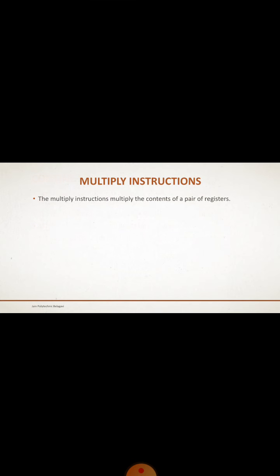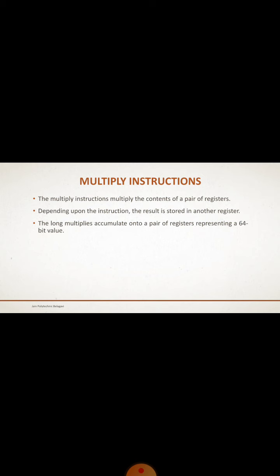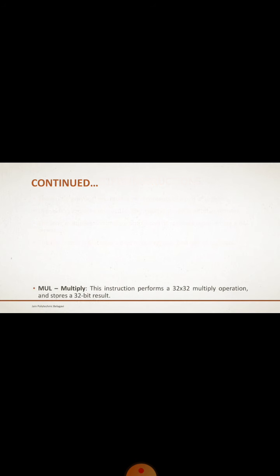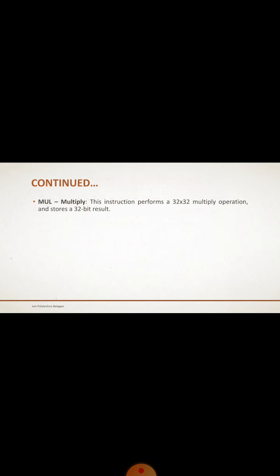The next instructions are multiply instructions. The multiply instructions multiply the contents of a pair of registers. Depending upon the instruction, the result is stored in another register. The long multiplies accumulate onto a pair of registers representing a 64-bit value. The final result is placed in a destination register or a pair of registers. MUL, that is, multiply. This instruction performs a 32 x 32 multiply operation and stores a 32-bit result.